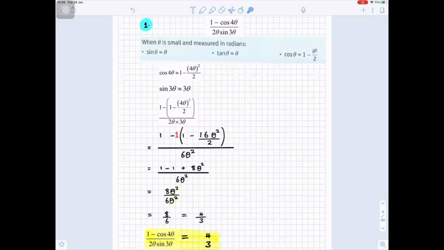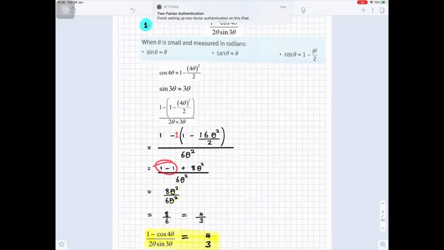Now we can remove the brackets for the numerator. Minus 1 times 1 gives you minus 1. And minus 1 times minus 16 theta squared over 2. 16 divided by 2 will give you 8, so it will be 8 theta squared. So this numerator will become 1 minus 1 plus 8 theta squared. The denominator is 2 theta times 3 theta. 2 times 3 is 6, and theta times theta is theta squared. So it's 6 theta squared in the denominator.